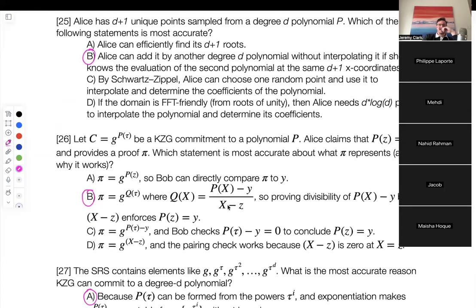Okay, Alice has D plus 1 unique points sampled from a degree D polynomial P. Which of the following statements is the most accurate? Okay, can she efficiently find its D roots? So that's not true, you can't efficiently find roots, as we stated in class. Alice can add it to another degree D polynomial without interpolating if she knows the evaluation of the second polynomial at the same coordinates. So this is true.